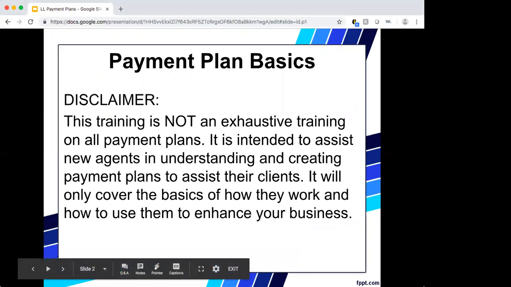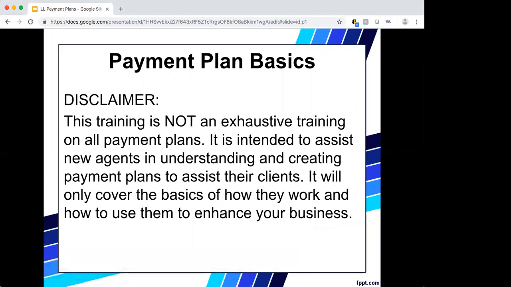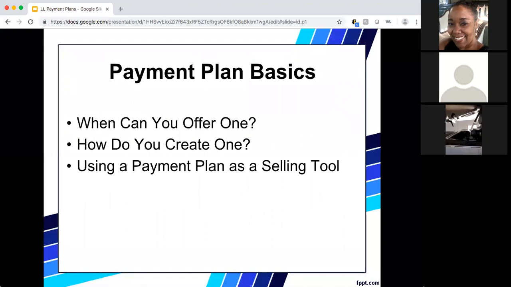My first disclaimer is that this training is not an exhaustive training on all things payment plan. It is intended to assist new agents in understanding and creating payment plans to assist their clients. It will only cover the basics of how they work and how to use them to enhance your business. So we're going to be covering when can you offer a payment plan, how do you create one, as well as using a payment plan as a selling tool for your business.